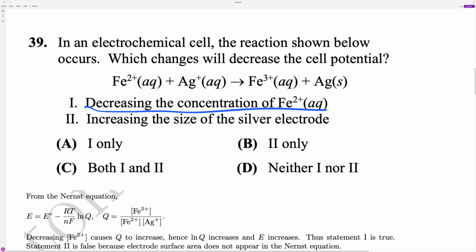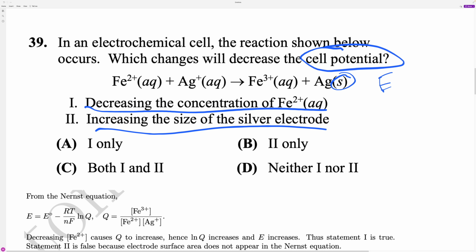That's pretty plausible. On the other hand, increasing the size of the silver electrode, you can immediately tell it's a solid, so that's probably not going to be our answer, but let's go through it a bit. So the first thing we can do is write out the Nernst equation because it's asking about the cell potential. So a big hint is whenever you see cell potential or voltage or something on this section, you're probably going to want to see if the Nernst equation is applicable here.